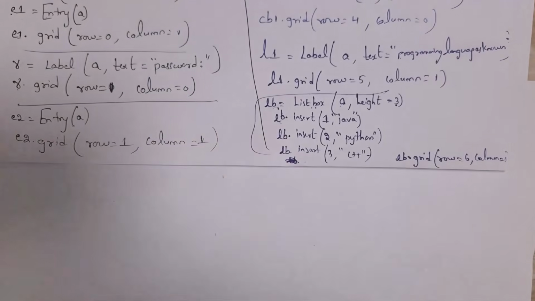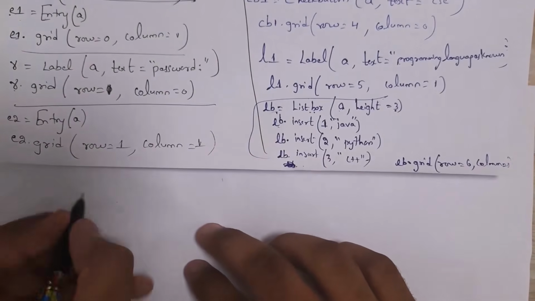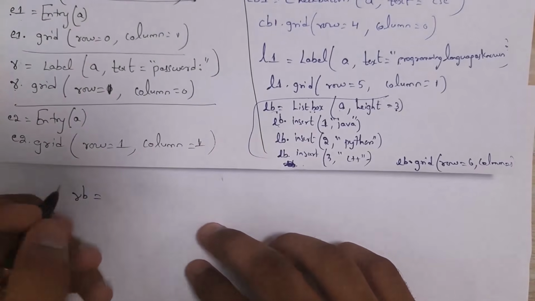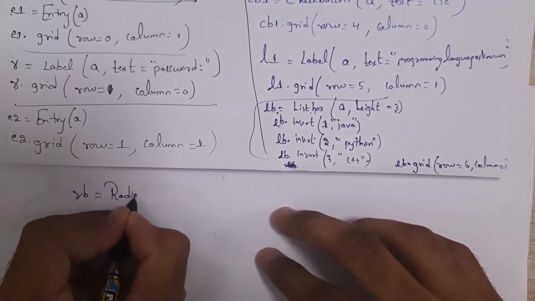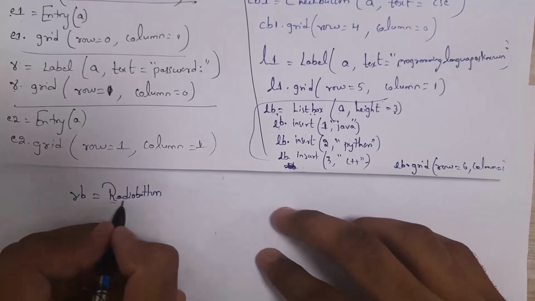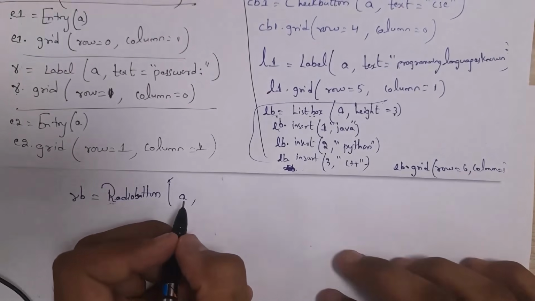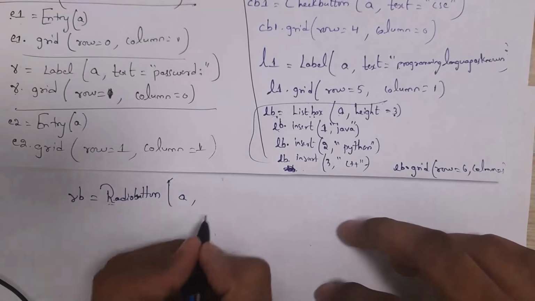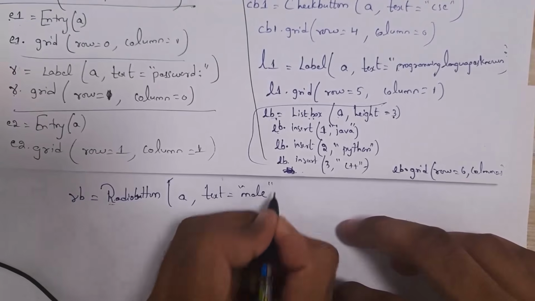After writing this, I am creating radio button. So I am taking variable name as RB. RB equal to, I am creating radio button. So just write here radio button. For radio button, R is capital letter. So just write here radio button of A comma, I am giving radio button name as male. So just write here text equal to male in quotations comma.